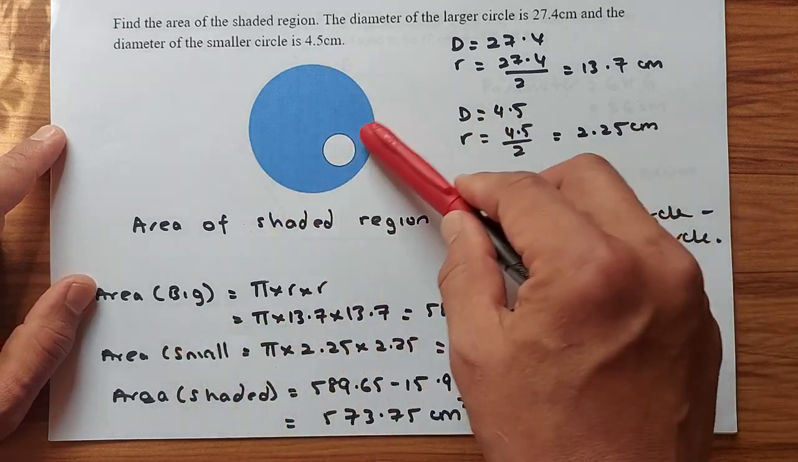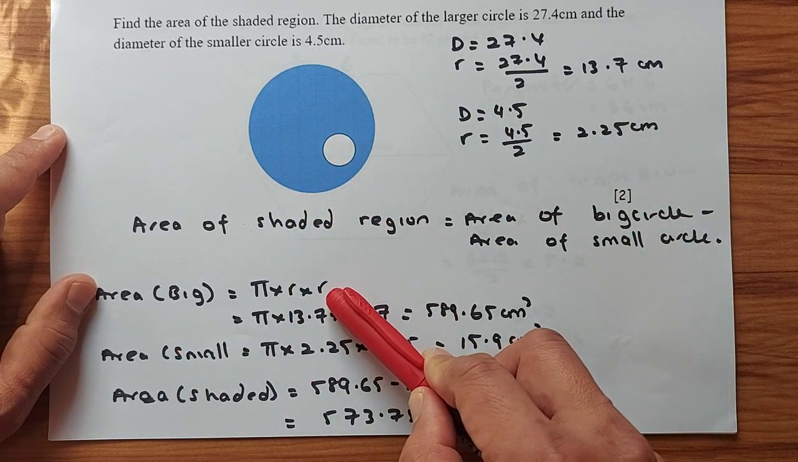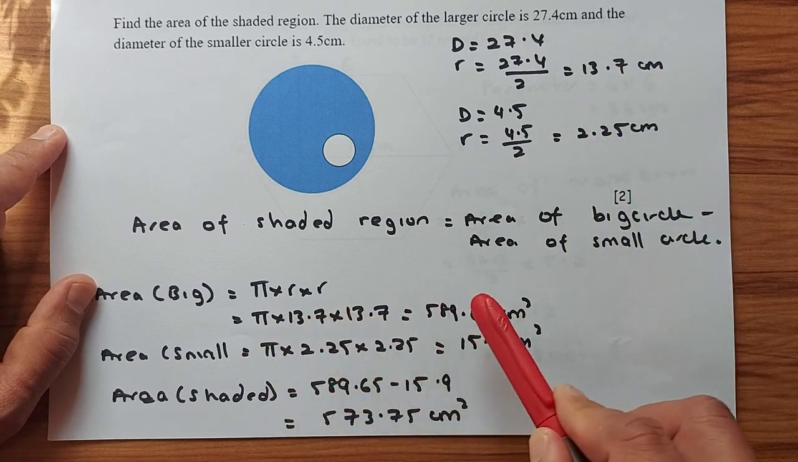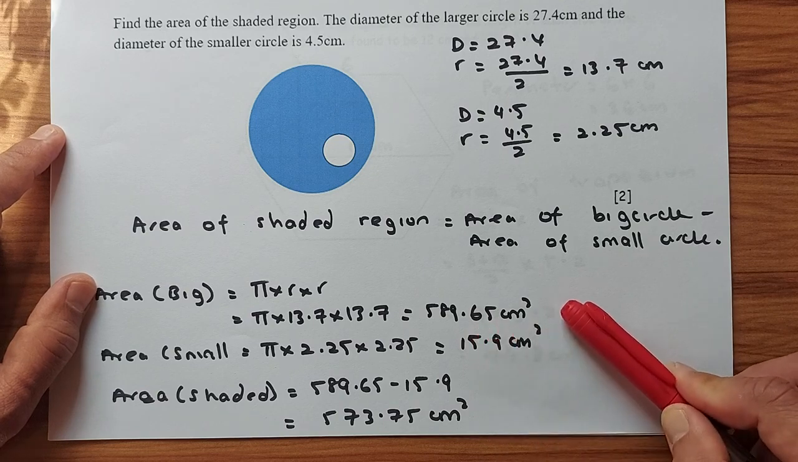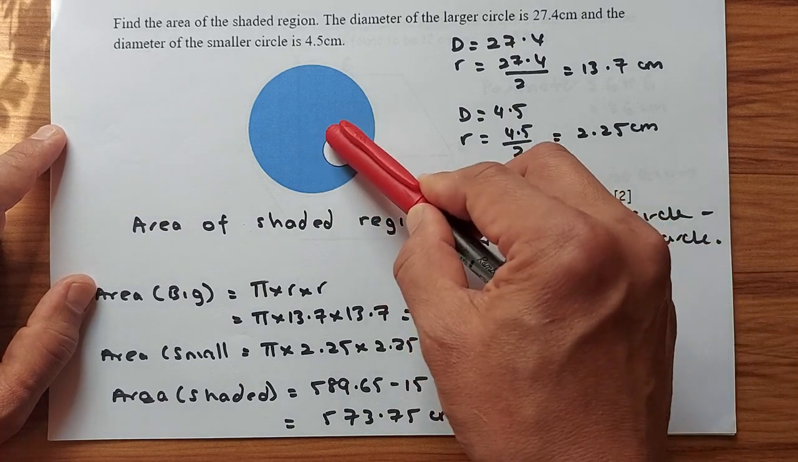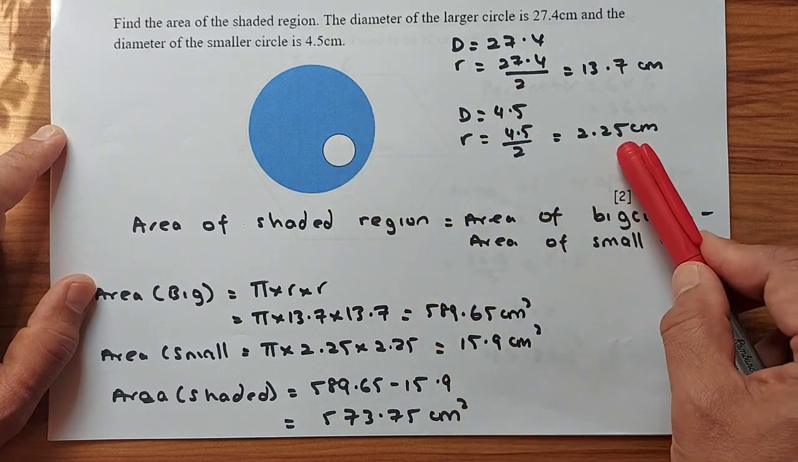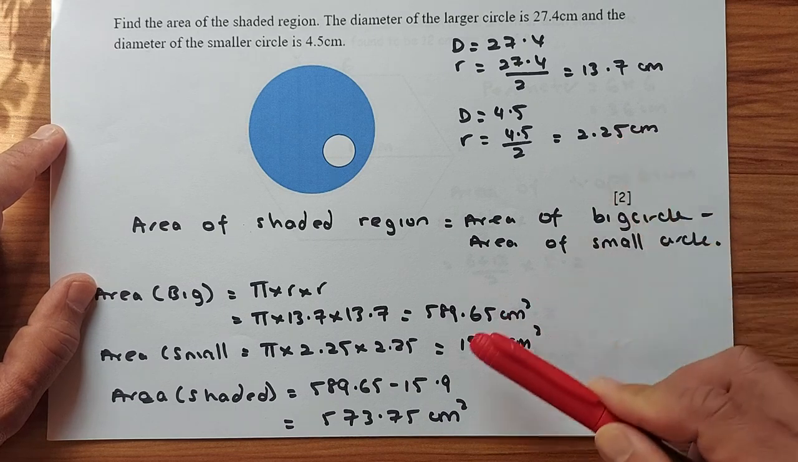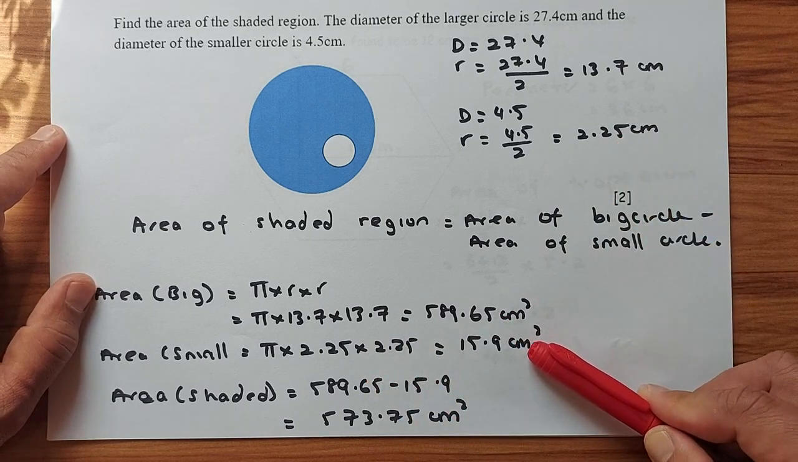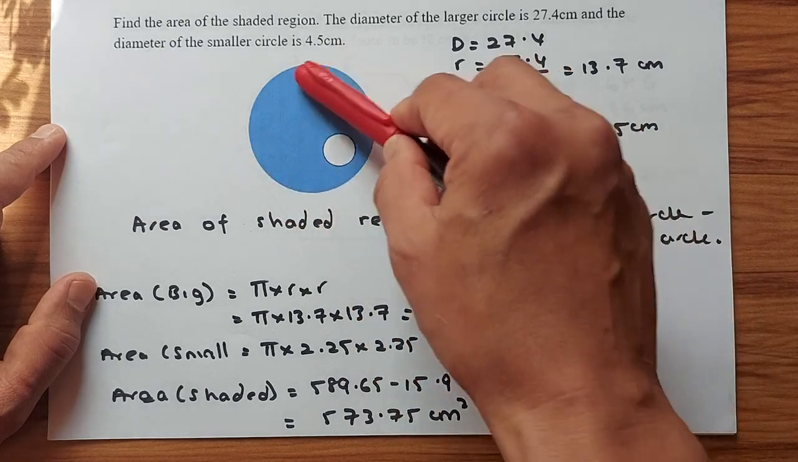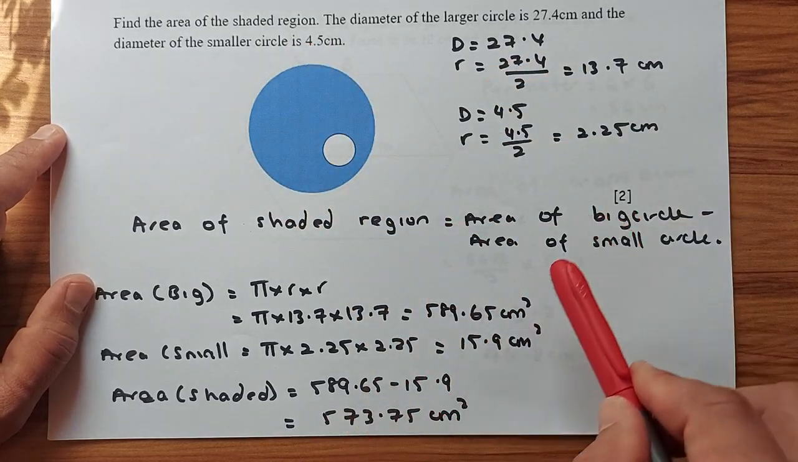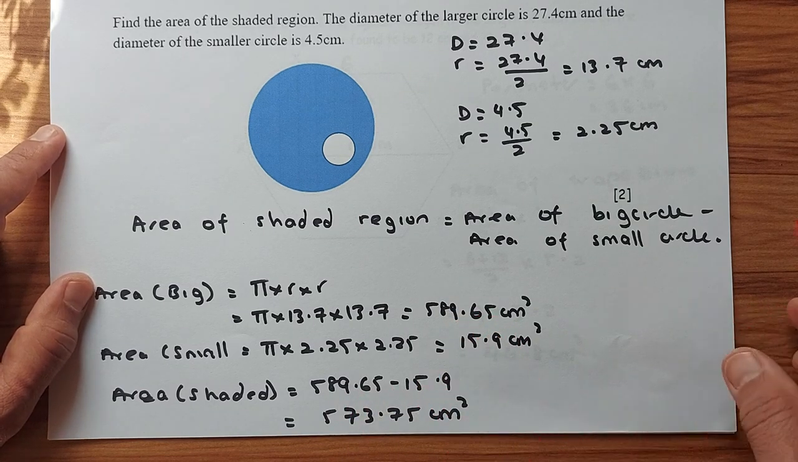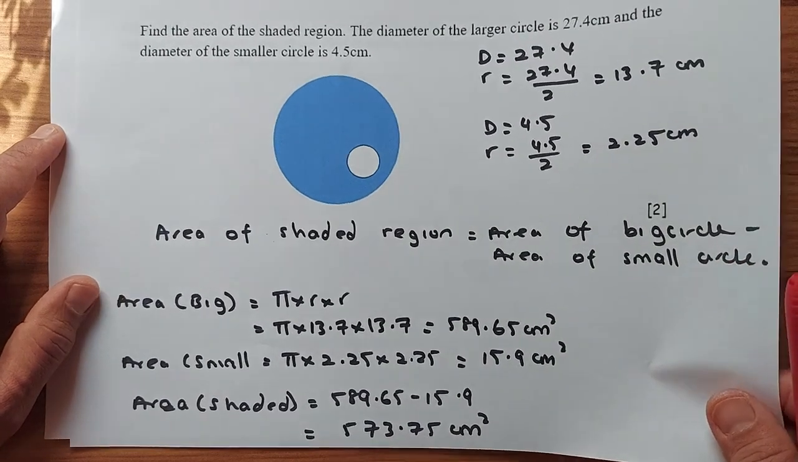So the area of the big circle is pi r squared. This formula will be given in the formula booklet. Your radius is 13.7, so pi times 13.7 times 13.7. Put in your calculator, it's 589.65. Similarly, for the area of the small circle or the white circle, it's pi times 2.25 times 2.25, because the radius is 2.25. Put in your calculator, it's 15.9 centimeters squared. To calculate the area of the shaded region, the blue region, you just take that area minus that area, 589.65 minus 15.9, you should get 573.75, because I did the calculation earlier.